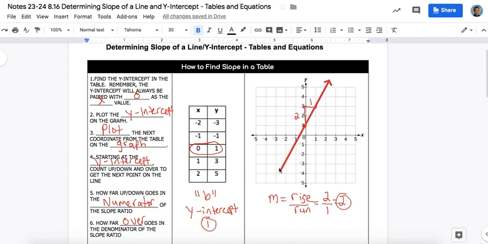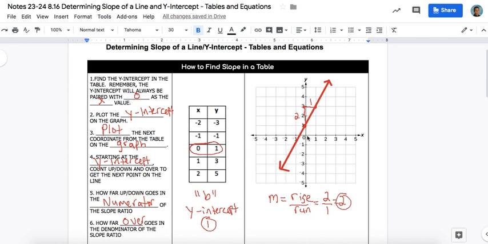But really, my goal here was to show you how to graph from a table. So really, you only need to do 2 points to find the slope. And the y-intercept is when the x is 0. So that's it. I only need to do 2 points. I don't need to make this complete graph.